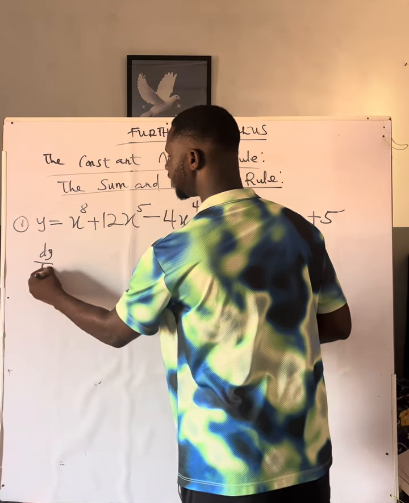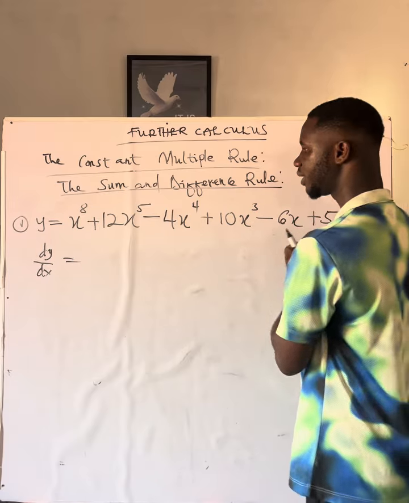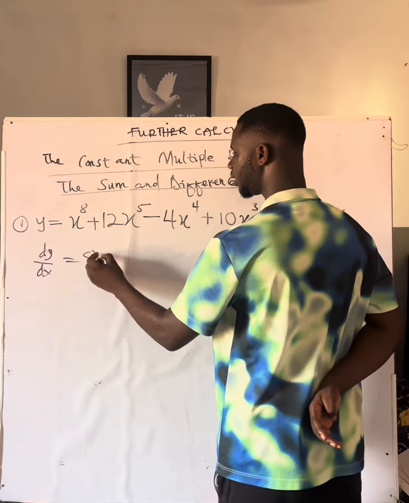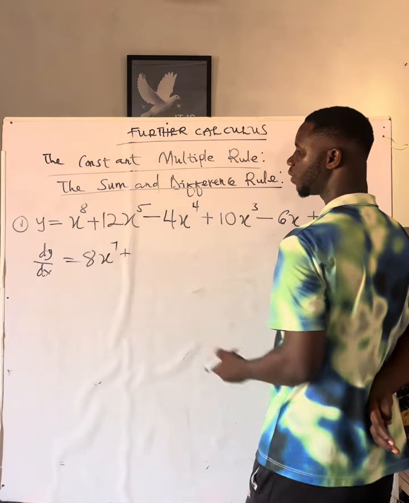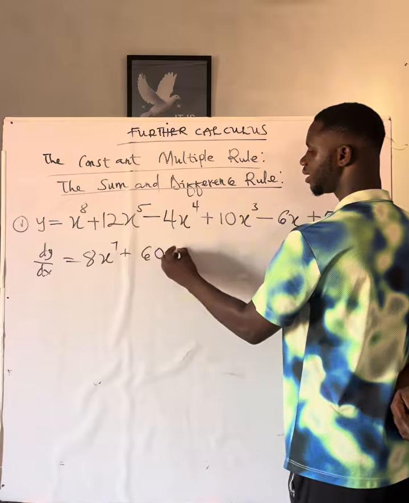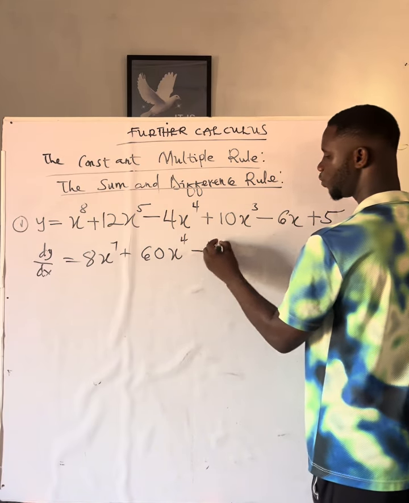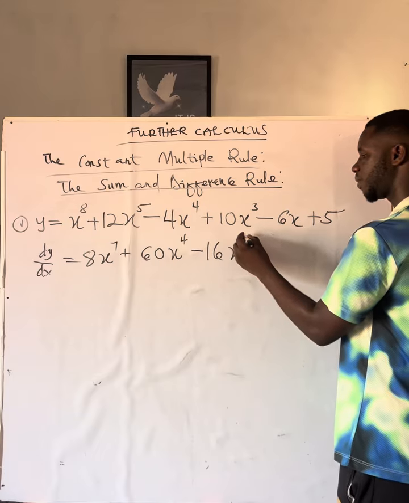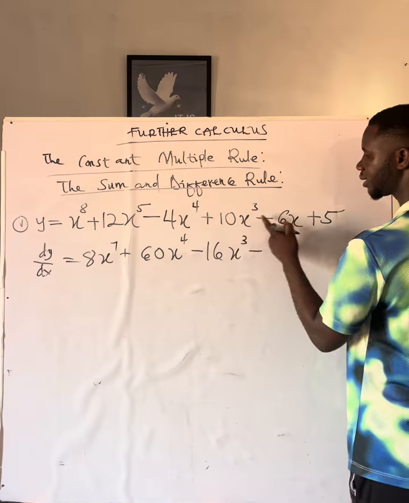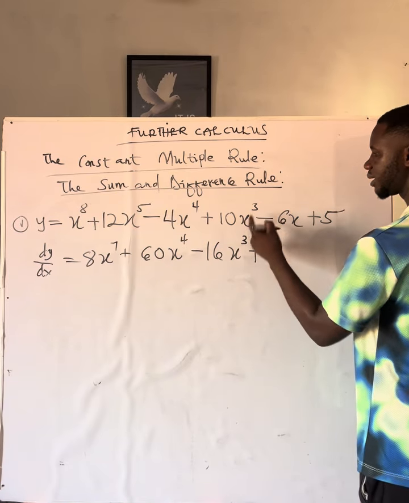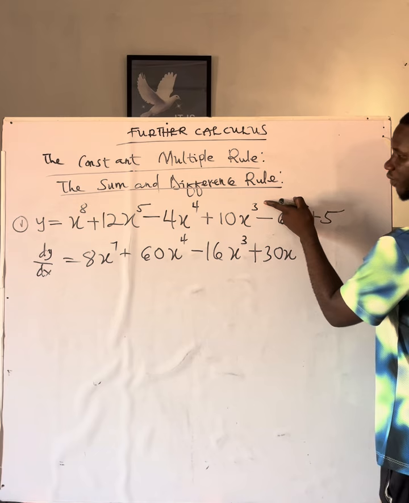So our dy over dx is going to be, so that here we differentiate them one after the other. So the 8 will come down here, leaving you x, then subtract 1 from the power, you get 7, plus 5 times 12. 5 times 12 will give us 60. Then you subtract 1 from the power 5 to get 4, minus 4 times 4 will give you 16. Then you subtract 1 from the power to get 3, then plus 10 times, so the power 3 will multiply 10 to give you 30.